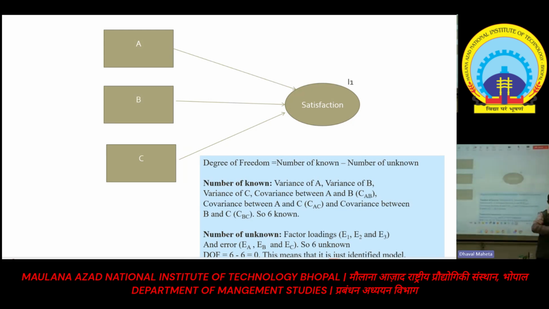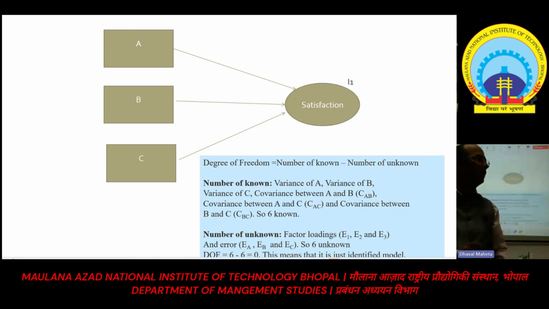Okay, tell me how many knowns are there? Variance of A, variance of B, variance of C, covariance of AB, covariance of BC, covariance of AC. 6 knowns. Unknowns: E1, E2, E3 and error. 6 minus 6, just identified model. This is the basic reason we say that in AMOS a minimum of 3 items should be there on each construct. Otherwise the model will not work.